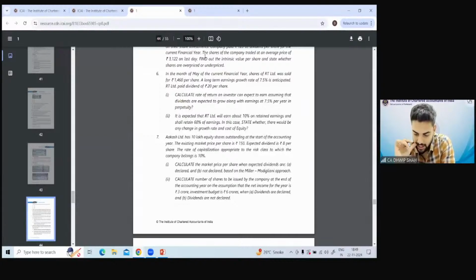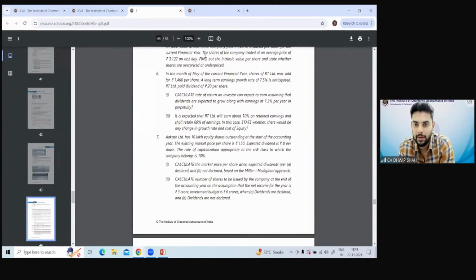Akash Limited has 10 lakh shares outstanding at the start of the accounting year. Means can I say this is at beginning, year 0. The existing market price is 150. Again, this is price today. Existing market price, current market price. So P0, this 150 is P0. Expected dividend is 8 per share. Can I say this is D1? D1 is nothing but expected dividend in the coming year.